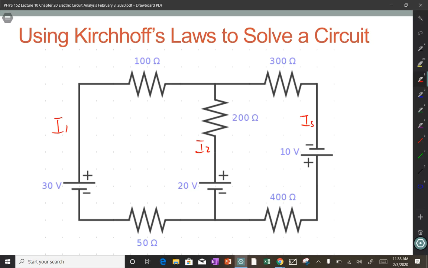Yeah. So which node do you have? Oh, you do. So you just say, current one is going out of it. Current two is coming out of it. Current three is coming out of it. Are you looking at your arrows? So I said, it's just one. That current two is going into this, so positive.